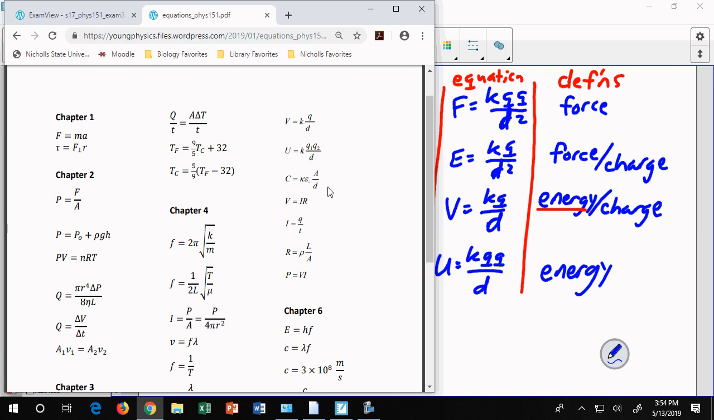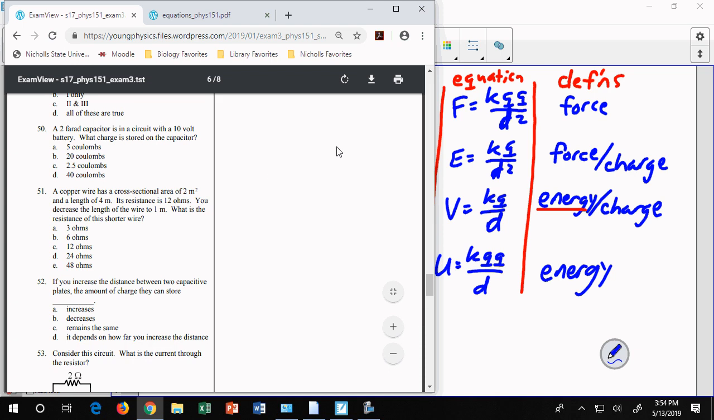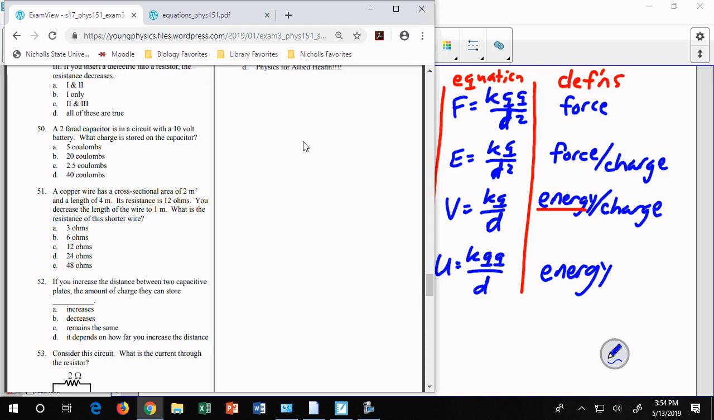Oh, this is not on your equation sheet. We did talk about this, though, I'm pretty sure. A 2 farad capacitor is in a circuit with a 10-volt battery. What charge is stored on the capacitor? Q is equal to C times V.